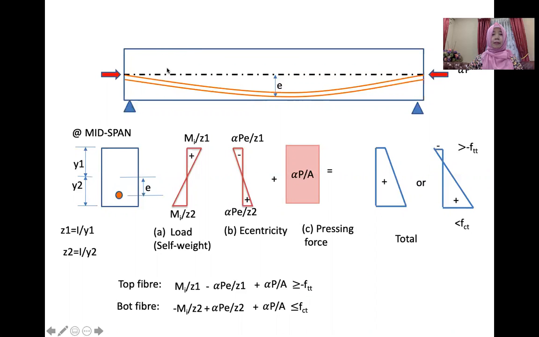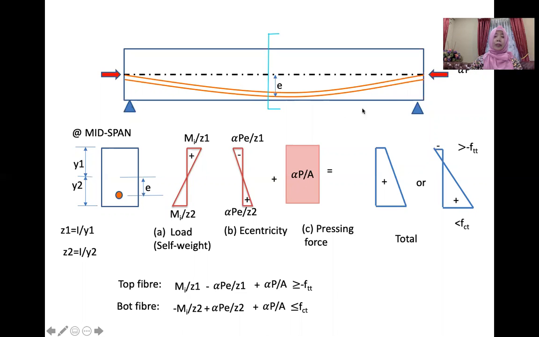So at this section, this is at mid-span. This is the stress that happens. The first one is due to self-weight. Remember, during transfer no external load is applied, so it's only the self-weight of the beam. The stress is positive at the top, meaning that positive means compress. So compress at the top here. The formula is the moment divided by Z, M over Z. And negative at the bottom here.